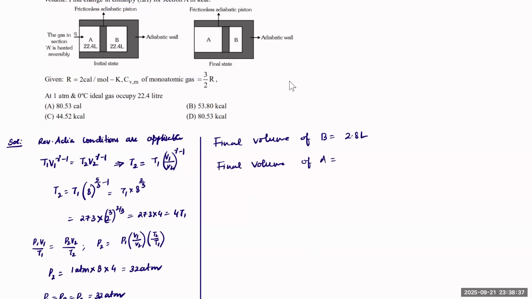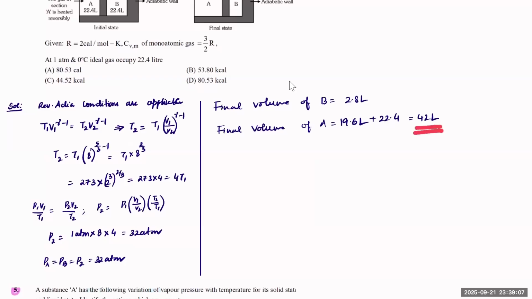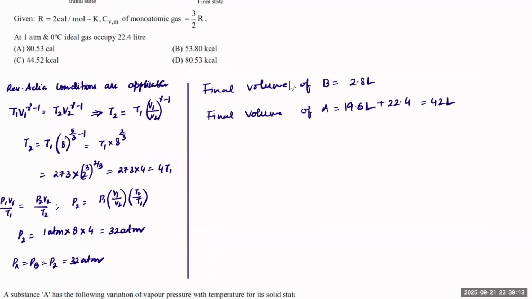So 22.4 minus 2.8 is 19.6. 19.6 liters is the volume covered by A here, plus 22.4, which is the original volume. Correct? So 22.4 plus 19.6, that is 42. So 42 liters is the volume here. Correct? So originally how much did it have? It had 22.4. Now it has 42 liters. Is this point clear, everybody? Right. So now we know the final volume.